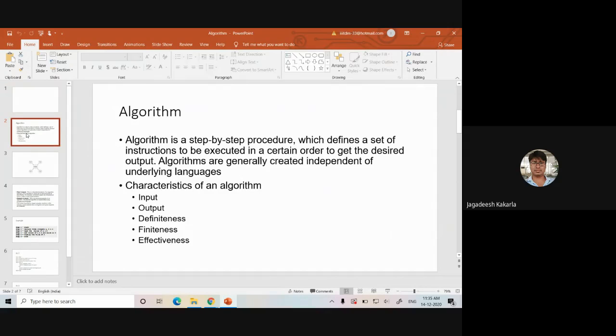I will not read this definition. First, I will ask you with a simple example. Suppose there is a class at 11 o'clock. You know that Monday 11 o'clock programming class is there. Then what are the steps you would have done? Anyone can tell me, if you have a class at 11 o'clock, what are the things you have done to attend the class?